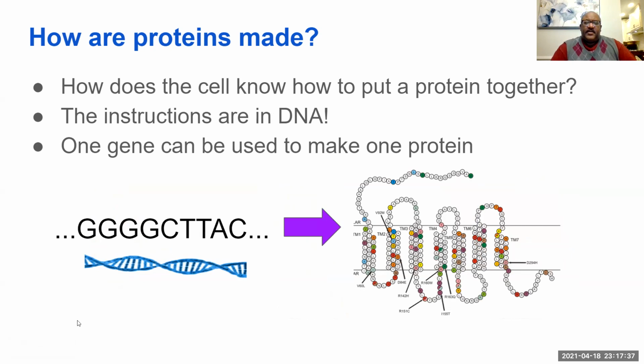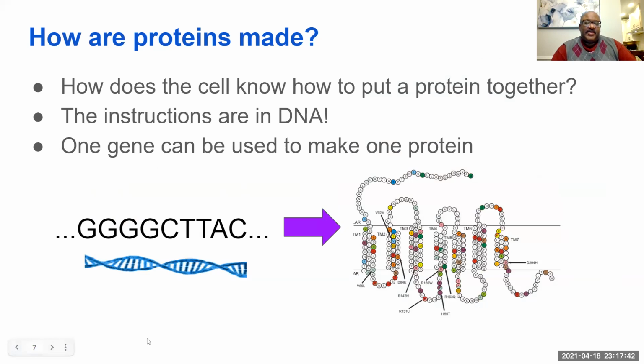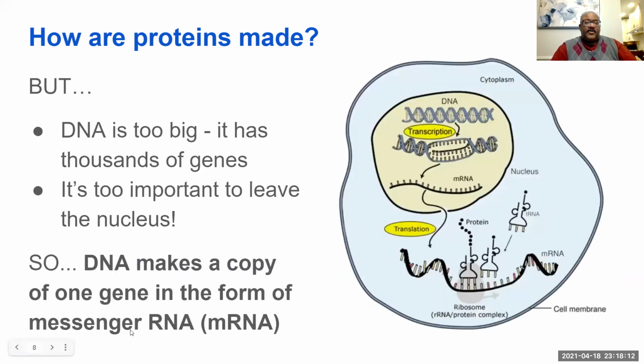Again, how does the cell know how to put the protein chain together? Obviously, it's from the DNA code. The DNA is like the blueprint, or like they were talking about with a chef, it's like the recipe. So one gene can be used to make one protein. This could be the example of a gene, and by now, because we know how to do the base pairing, you guys should be able to tell me what the base pairing for this is.